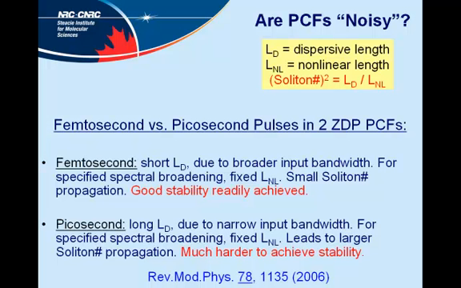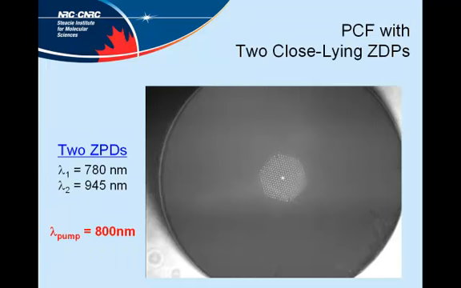With picosecond pulses, because of their narrow bandwidth, they propagate much further without dispersing, and you have a larger soliton number propagation. It's very, very hard to get good stability of the output with picosecond pulses. And again, if you want to read about it, you can read there.